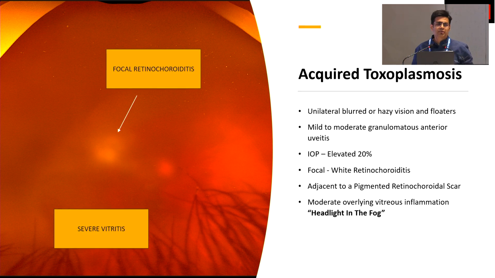And lastly, it can be a severe form in which you are seeing this headlight in fog. The headlight is basically the area of retinitis that you are seeing by the arrow, and you can also see the disc a little bit on your right side, and the haze is basically the vitritis, and if you look through it, it seems as if you are looking at the headlight of a car through the fog.